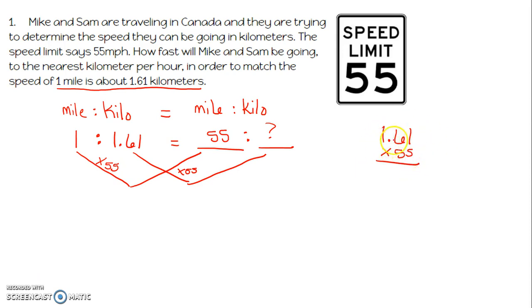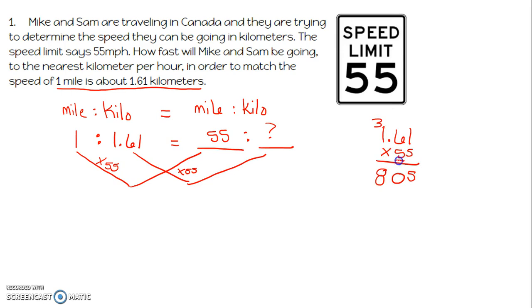So to multiply, don't even worry about this decimal point until way at the end. We know our answer has to be somewhere around 100. Just multiply as you would 161 by 55. 1 times 5 is 5. 6 times 5 is 30. Put down a 0, carry a 3. 1 times 5 is 5, and 3 more is 8.